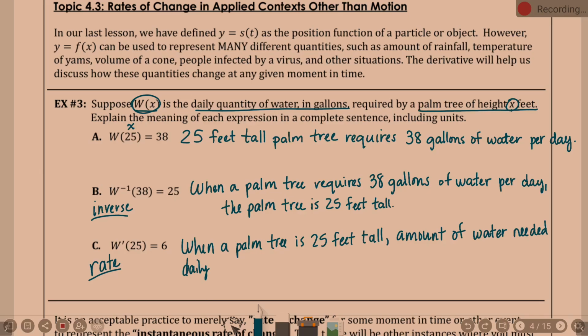The amount of water needed daily is, this next word is key, increasing at a rate of 6 gallons per foot. Now, a rate's either always going to be increasing or decreasing. This one is increasing, and it was increasing because it was positive. If we'd had a negative derivative, then it would be decreasing.